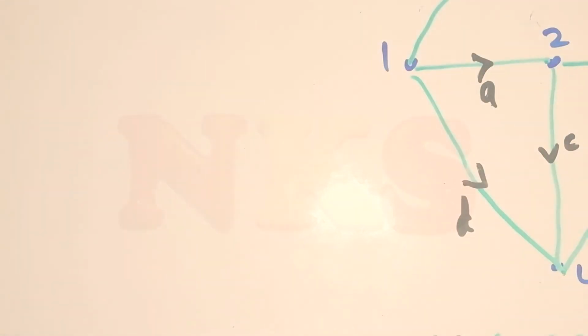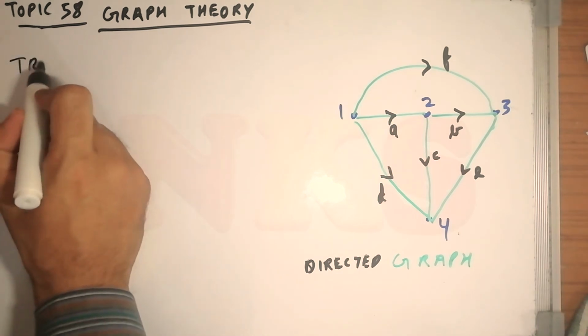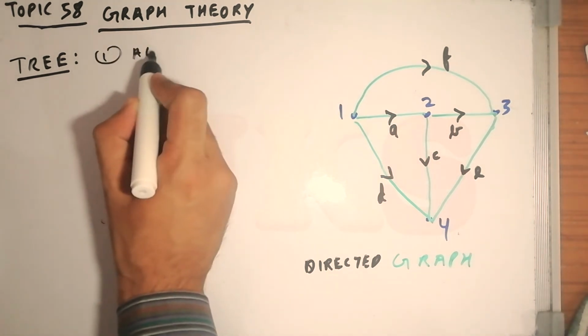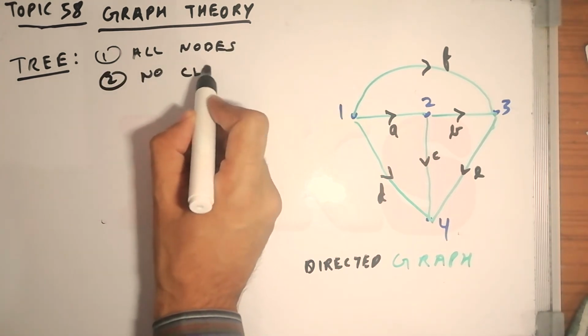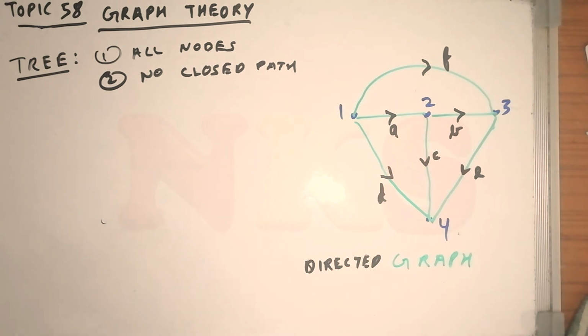What is a tree? A tree is a part of a directed graph. Remember, all our story comes from the directed graph. So the graph has to be directed, then only this whole discussion will move on. A tree is a part of a directed graph containing all the nodes without any closed path. So a tree has two conditions: it should have all the nodes, but no closed path.